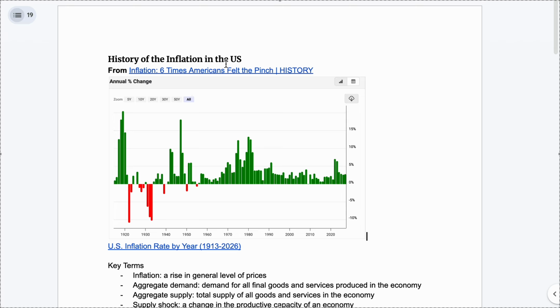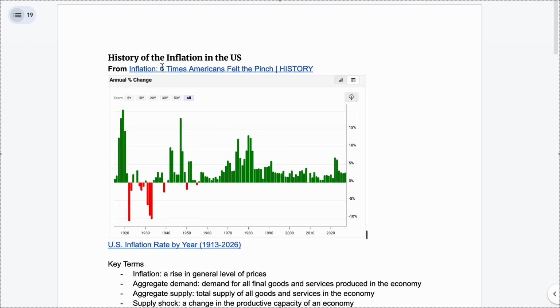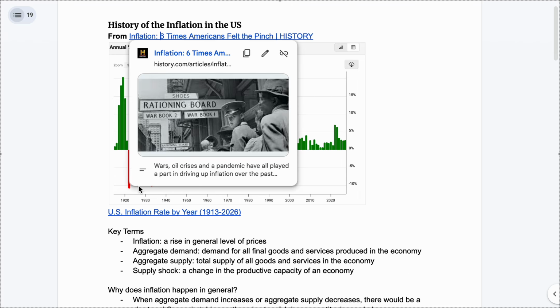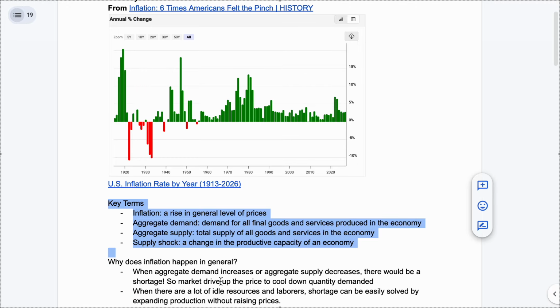About the history of inflation in the US, and I've used this article to get a lot of ideas. Let's start with key terms. Inflation is a rise in the general level of prices. When I say general, that means it includes a lot of things, right?